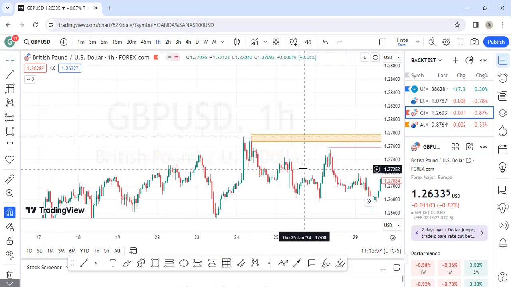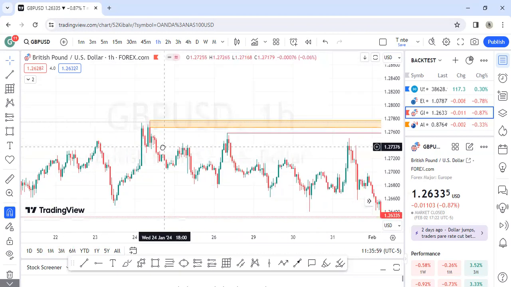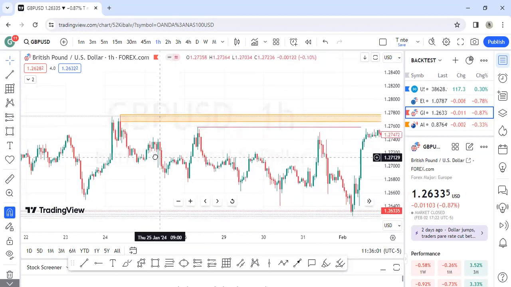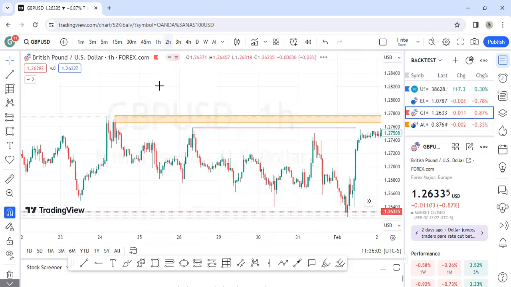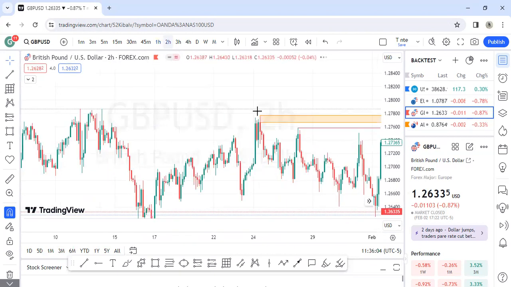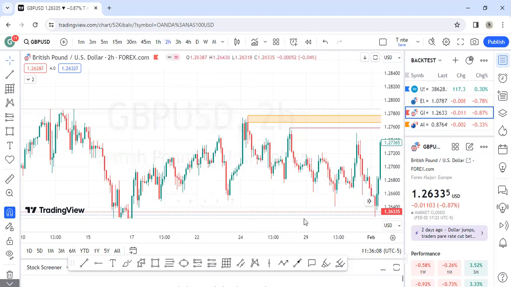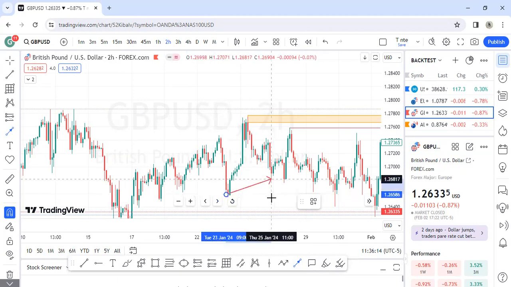Although I don't trade much of demand and supply, I know a lot about it. So we had that supply zone there. So look at the higher time frame now. The supply zone was printed there. And then what happened? We had a break of structure to the downside. And if we check the higher time frame, we are bearish on GBP.